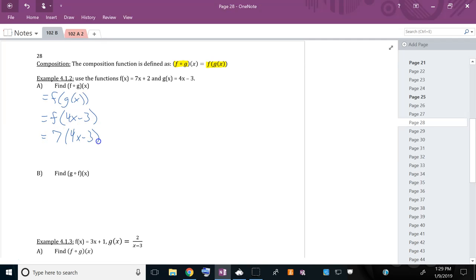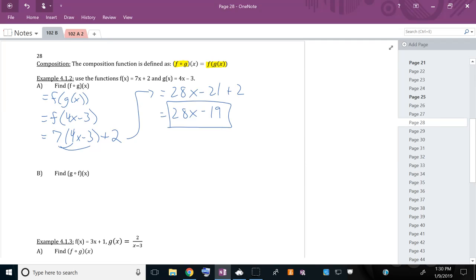So I am not multiplying, I'm replacing x with 4x minus 3. And then let's distribute and simplify. And I get 28x minus 19 for my answer.